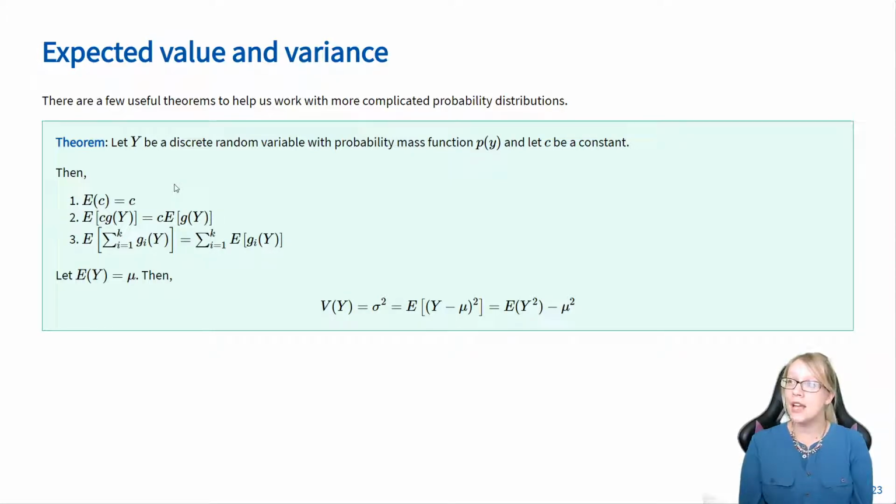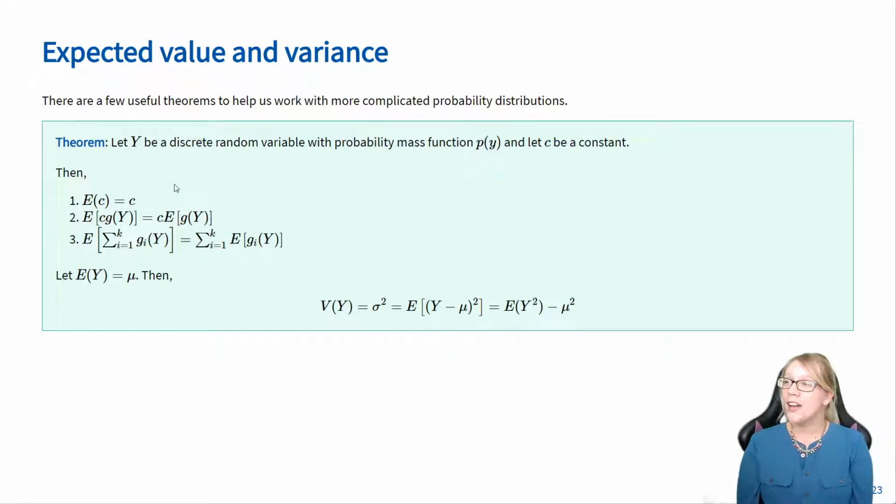Okay, so here are some results that will help us calculate things like expected value and variance. So let's let y be a discrete random variable with probability mass function, or PMF, p of y. c is going to be a constant. It turns out that the expected value of a constant is a constant. Right away, that should make sense. The probability that a constant takes on its value is 1. So that's a very straightforward expected value to calculate.